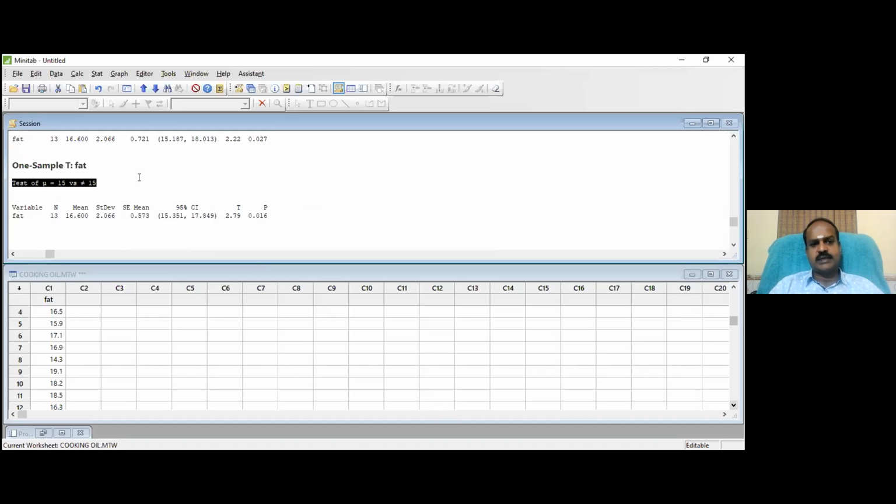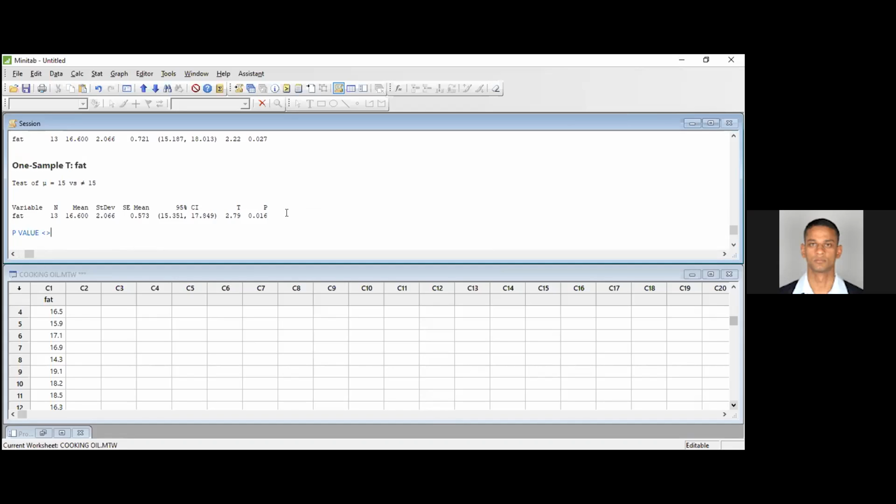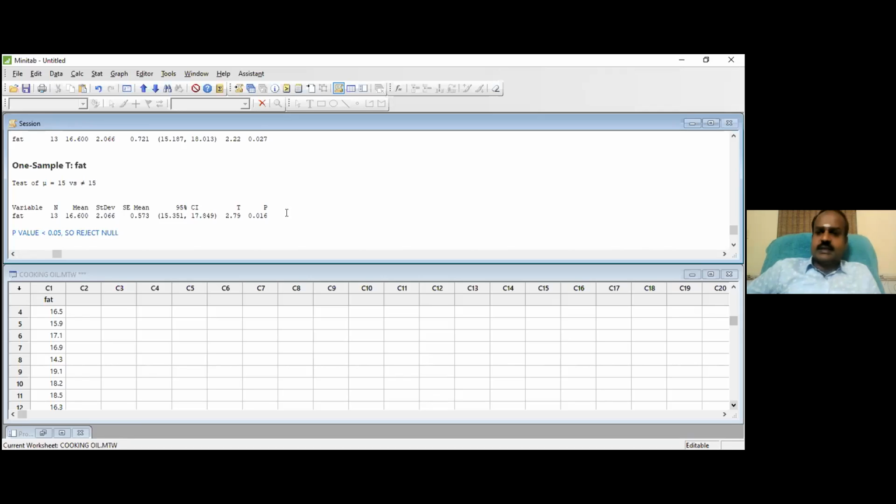Now the test conducted is a one-sample t-test. This is the null statement versus the alternate statement. And now what is the p-value? Tell me the p-value. 0.016. That means, is it less than 0.05? Yes, sir. Since the p-value is less than 0.05, rejected. So whether you do the Z test or t-test, the decision is the same. However, Z test is more accurate. Wherever possible, go for the Z test. Is that clear to all of you?